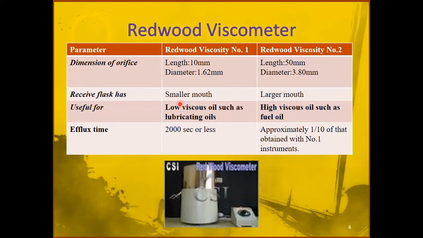Obviously, low viscous oil you have to take in this one and high viscous oil you have to take in this one. Say for example, if you are taking glycerine and you don't take Redwood viscometer number 2 and you take this one, the diameter is very small, so it will take a long time to fall. Similarly, if you take a thin oil in Redwood viscometer number 2, the diameter is large and it will fall immediately. Remember, we have to note the time in seconds it is taking to fall. So we have to select the viscometer judiciously based on the diameter and the viscosity of the oil.